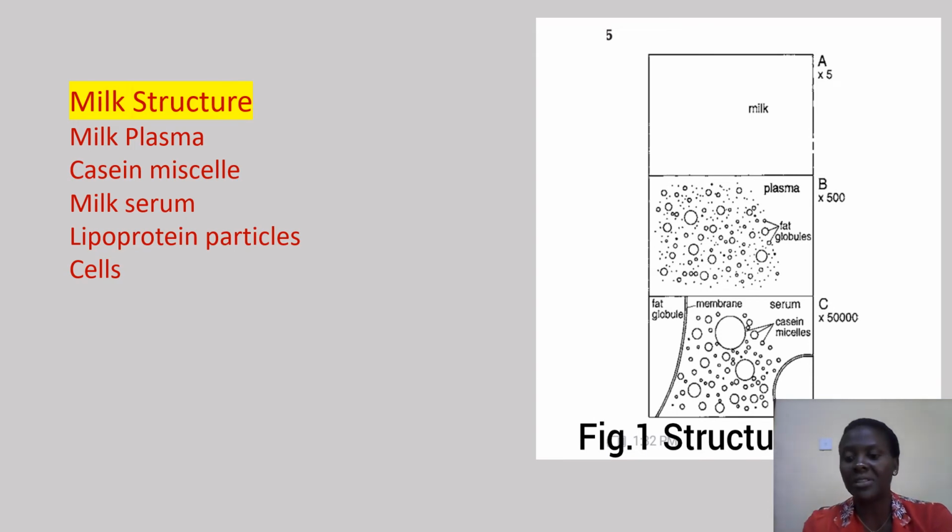And then region C has ×50,000 times magnification. There we can see a lot of other things that make up the structure of milk. Serum is obvious, casein micelles are obvious. We have the membrane, and we also have fat globules. All of them are very obvious, and it is important to understand the structure of milk, especially in milk processing.